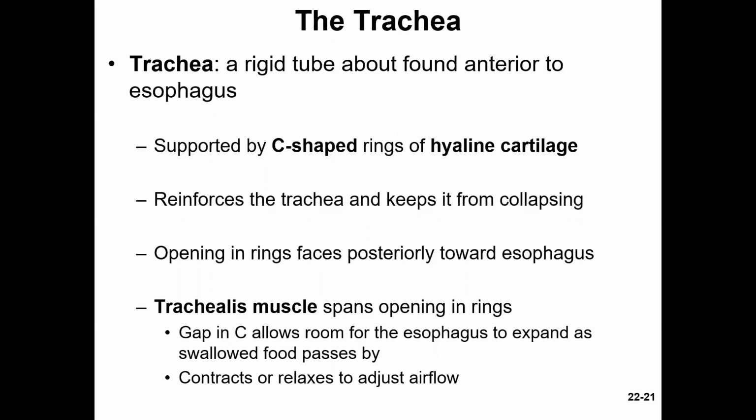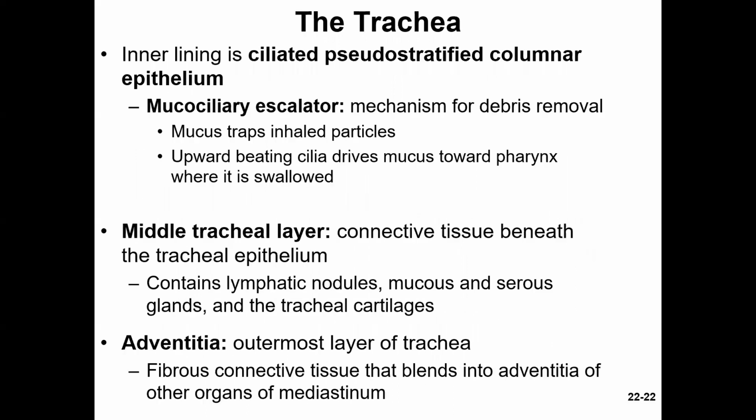It contracts or relaxes to adjust to airflow. The inner lining is ciliated pseudostratified columnar epithelium. It's a mucociliary escalator. It's a mechanism for debris removal. Mucus traps inhaled particles, and the upward beating cilia drives the mucus towards the pharynx where it's swallowed.